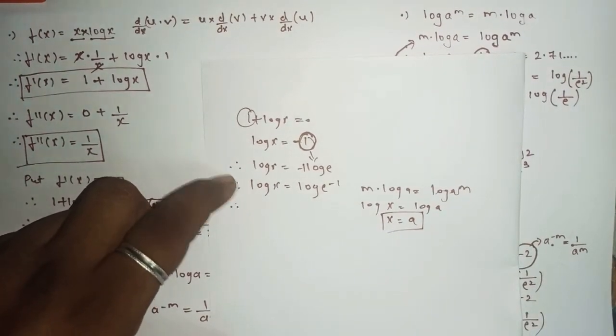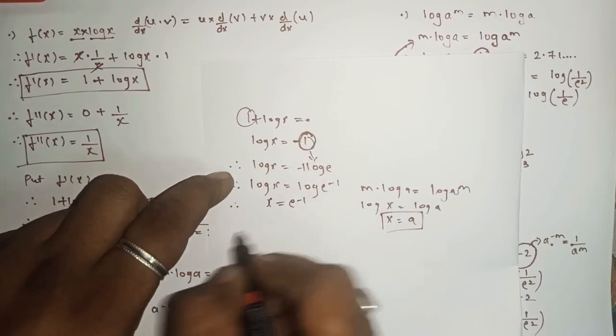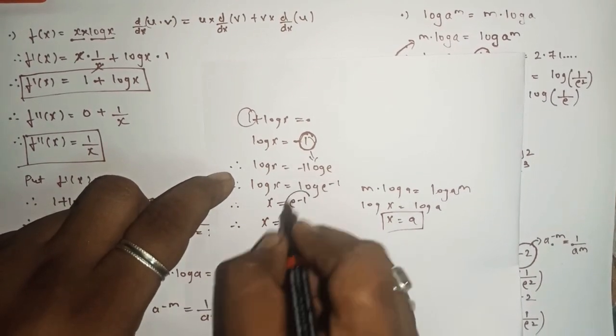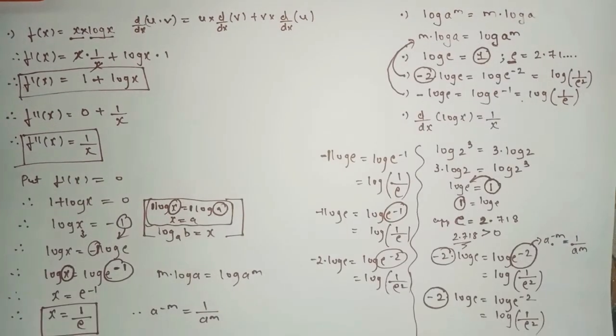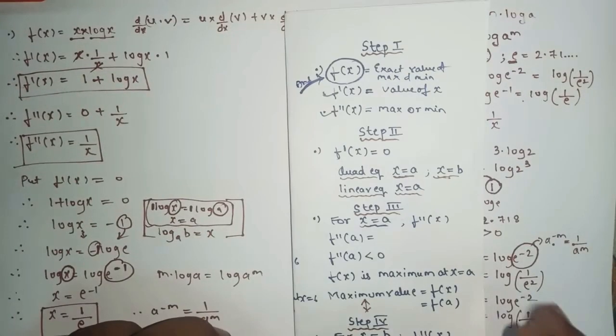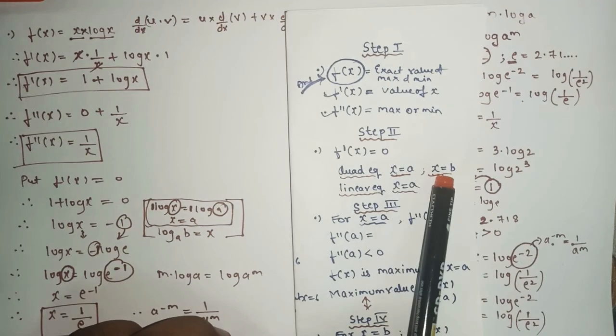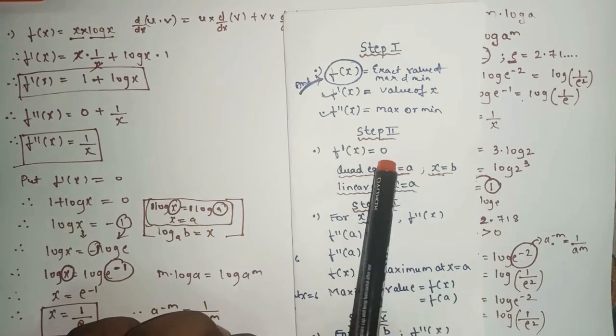The same thing will apply here. So you will get x equals e raised to minus 1, and x equals e raised to minus 1 we can write as 1 upon e. So here we got the answer for x, that is x equals 1 upon e. In step number 2, as I told, whenever you are getting two answers, one value will turn out to be maxima and the second value will turn out to be minima, or vice versa.